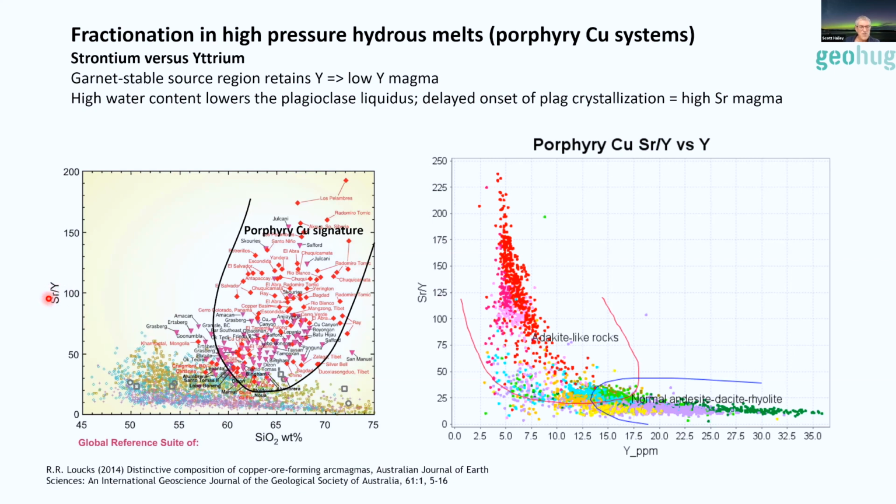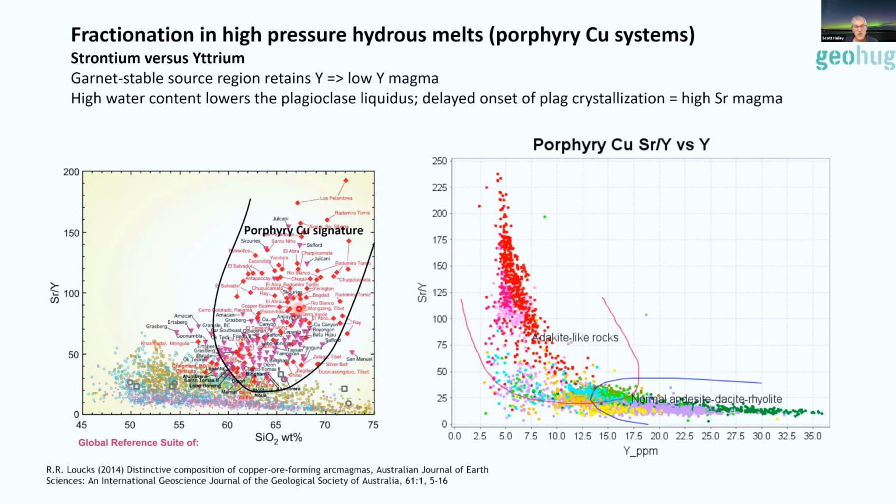And strontium is enriched in porphyry magmas because one of the characteristics of these melts is they have a really high water content, and high water content lowers the liquidus of plagioclase. So it delays plagioclase crystallizing until much lower temperatures. So because the yttrium stays behind and the plagioclase doesn't crystallize till late, porphyry magmas have a really high strontium yttrium ratio. And lo and behold, here's the same signature in a real data set from a real porphyry copper deposit.